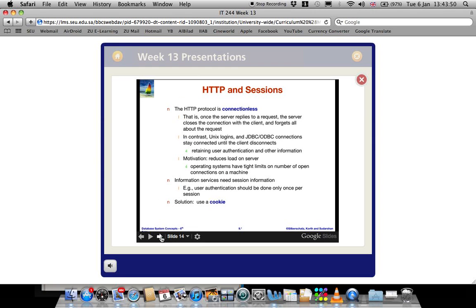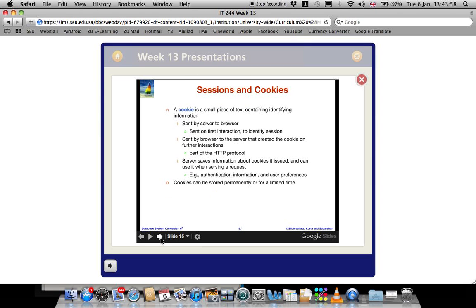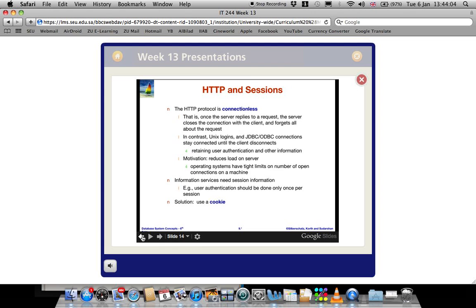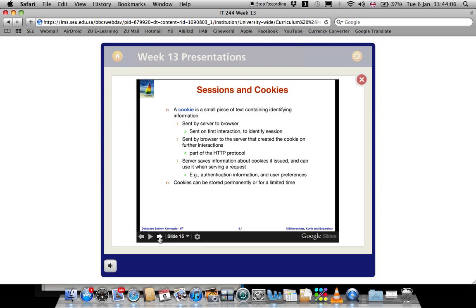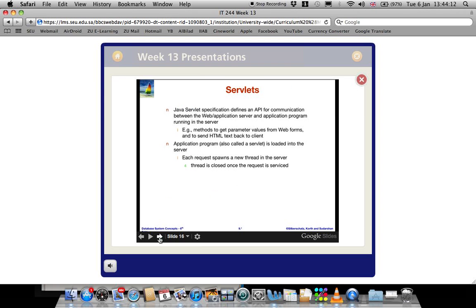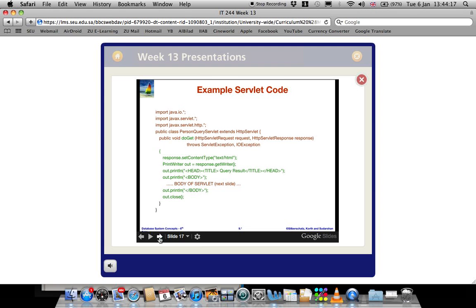What is connectionless and the sessions? Definitely cookie. Also, you need to know what a cookie is and what it's used for. All these, I mean, this slide and the previous slide are important. Cookie, and this slide is also important. The issues with the cookies and so forth. Applications, servlets. Yeah, just have a quick look at that.